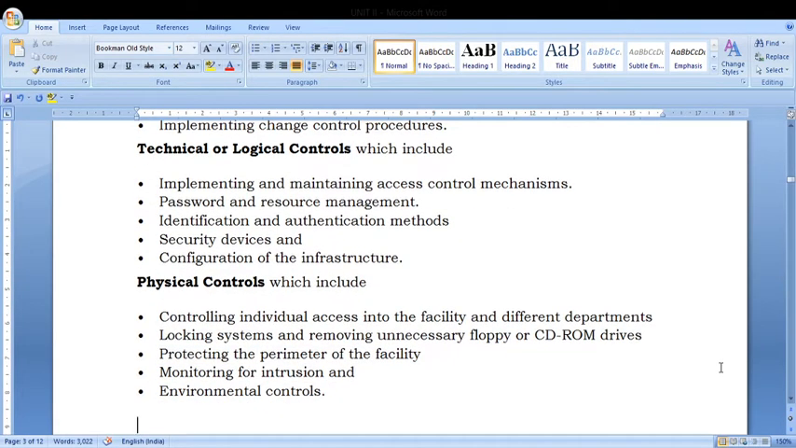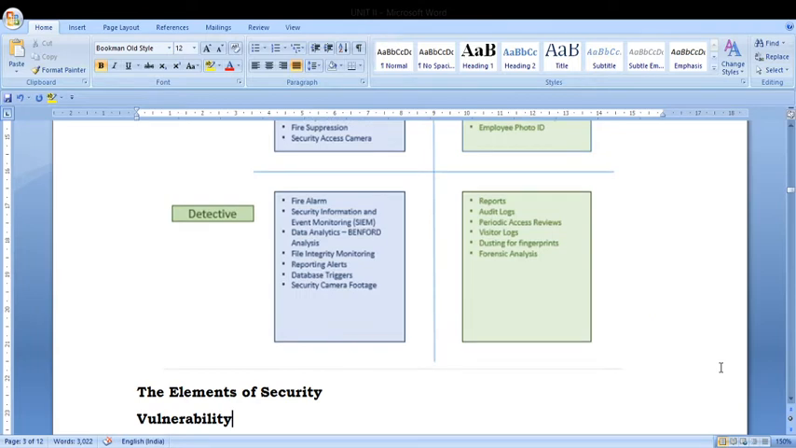Physical control includes controlling individuals, assessing individuals from different departments, locking of systems, removing unnecessary floppies and CD-ROMs, protecting the perimeter of the facility, monitoring for intrusion, and the environmental controls, availability checking. All these things come under physical control.